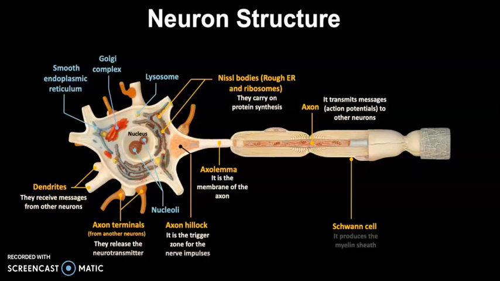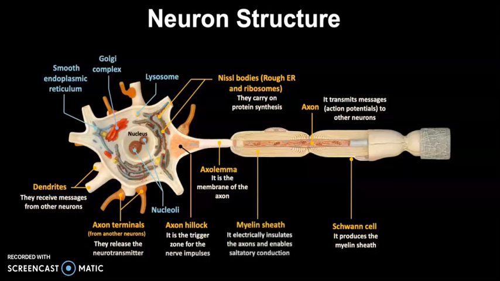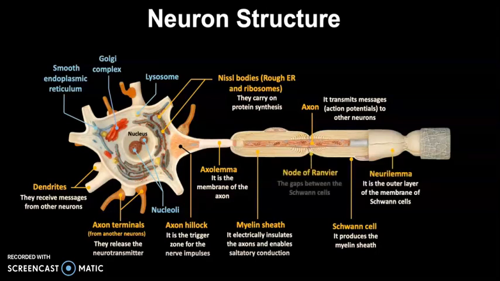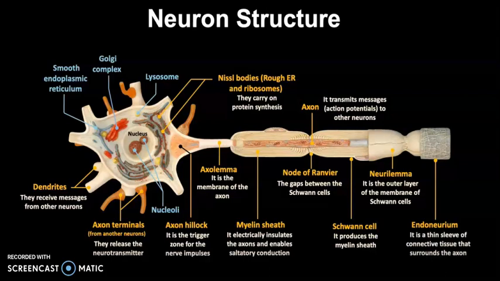The Schwann cell is the one that produces the myelin sheath in the peripheral nervous system. Remember, in the central nervous system, it's going to be the oligodendrocyte and the myelin sheath that is going to insulate the axon. You also have the neurolemma, which is the membrane of the Schwann cell, and the node of Ranvier, which is the gaps in between two Schwann cells. We have the endoneurium, which is the connective tissue that surrounds the axon.